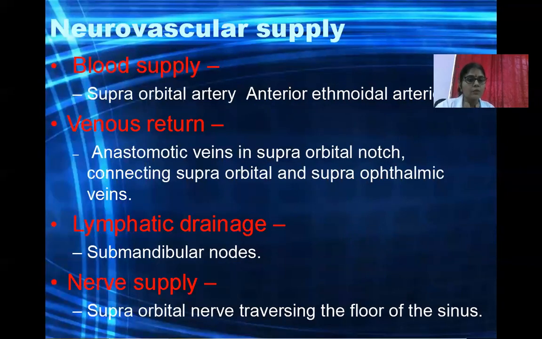Coming to the neurovascular supply, it's supplied by the supraorbital artery and the anterior ethmoidal artery. Venous return is from the anastomotic veins in the supraorbital notch, connecting the supraorbital and superior ophthalmic veins. And again, the lymphatic drainage is to submandibular nodes. Nerve supply is from the supraorbital nerve, traversing the floor of the sinus.